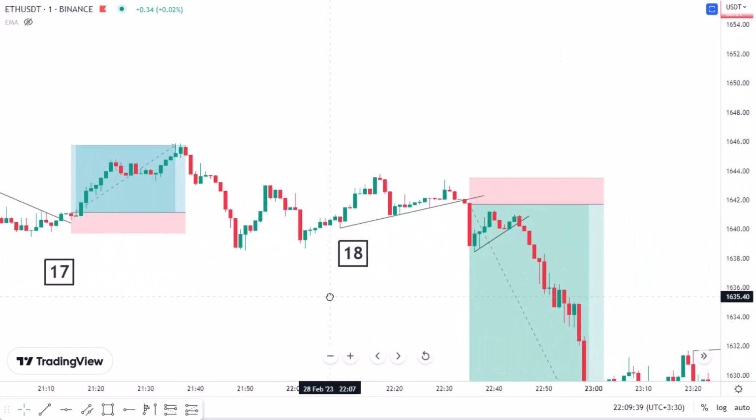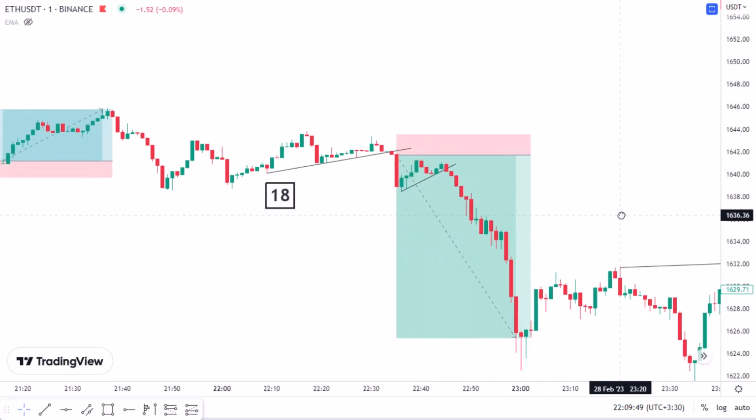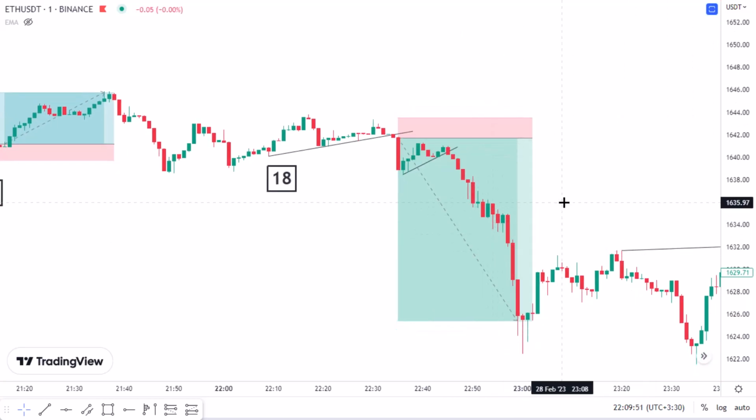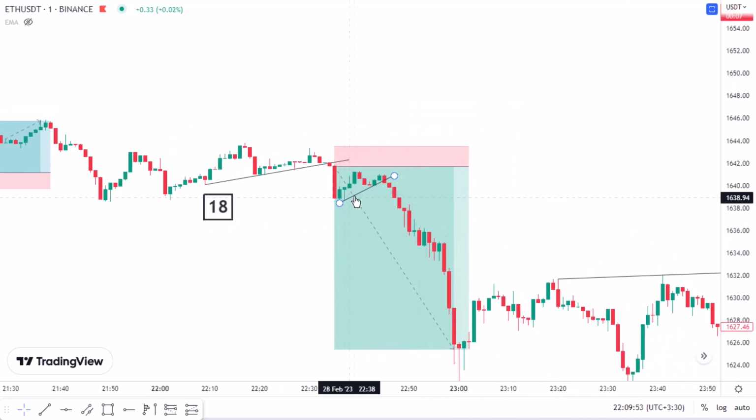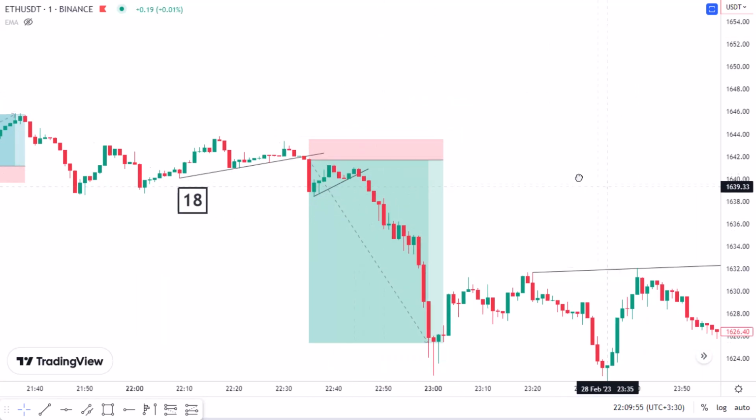On the trade 18, we have a trend line here with 3 touches. 1, 2, 3. And the first time it breaks it here, we enter the sell position, put our stop loss somewhere safe, and it gives us a reward of 9. You could also enter a sell position on this trend line too.